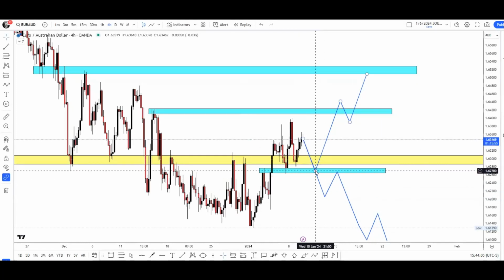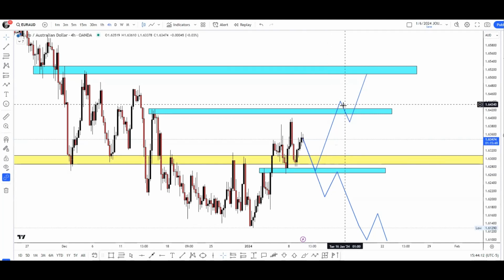So for me, I would love to see the retracement to this area, and then from that retracement into either this yellow zone or this teal zone to then continue going upward.